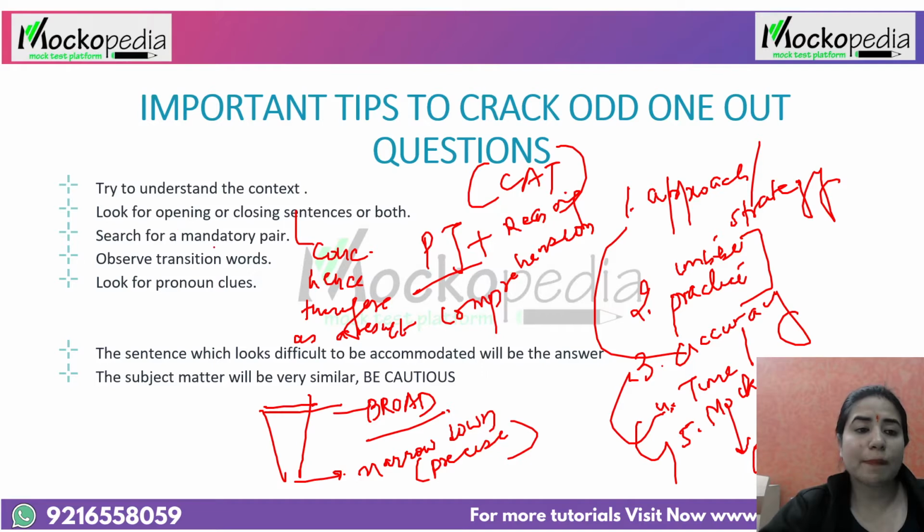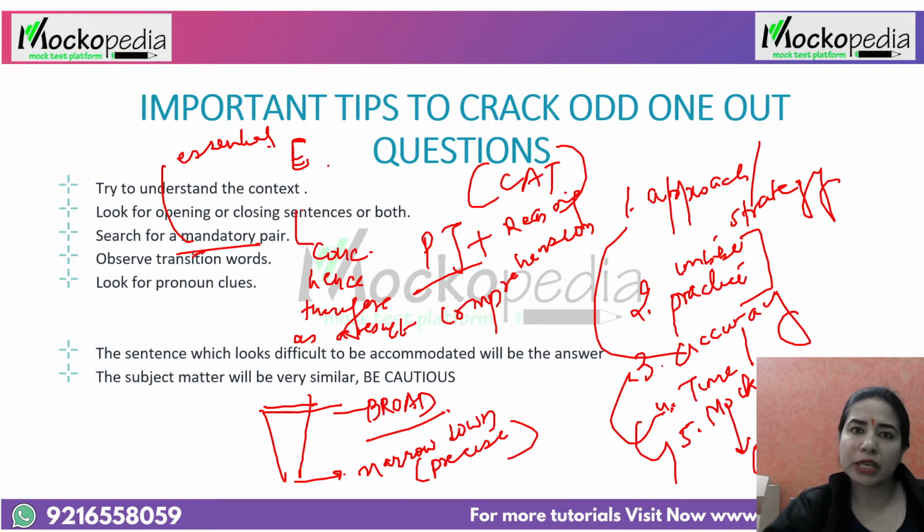Then the next is look for mandatory pair. Mandatory is essential. So what do we mean by mandatory pair? There are two statements that will go hand in hand, the pair, right? So look for the combinations, maybe two statements talking about cause and effect, or a problem and a solution, or pros and cons. Look for these two statements that you think will be really important to be together.